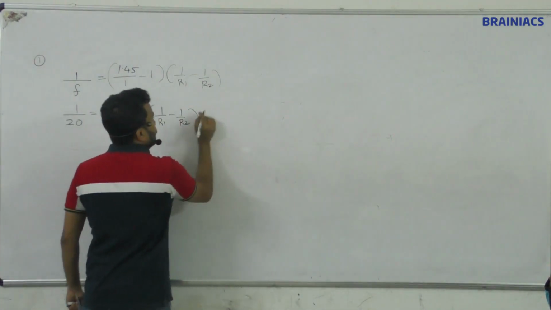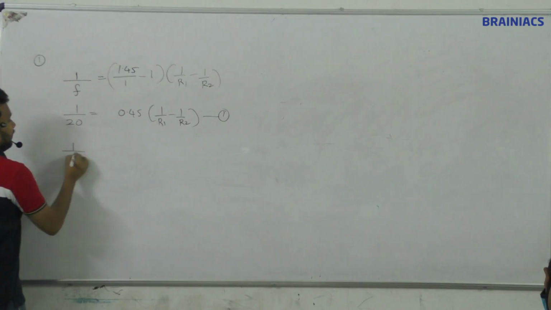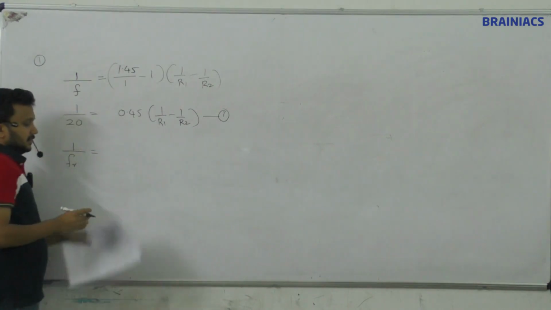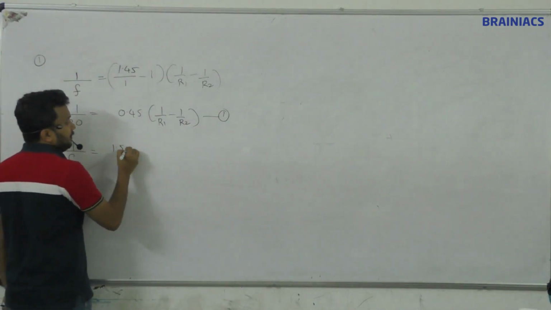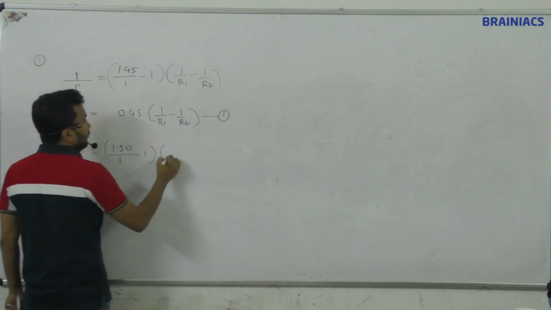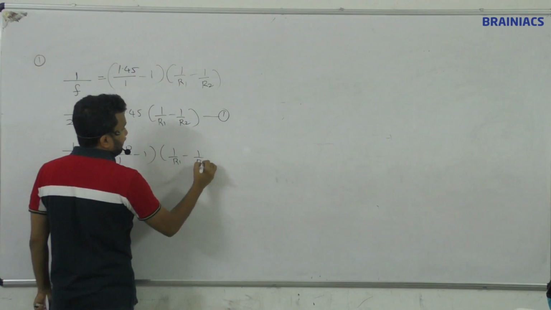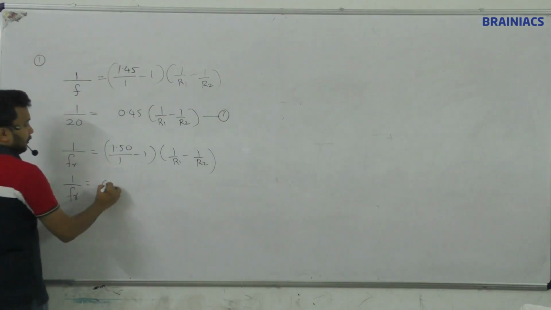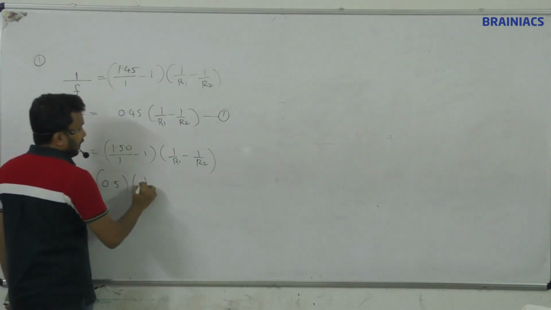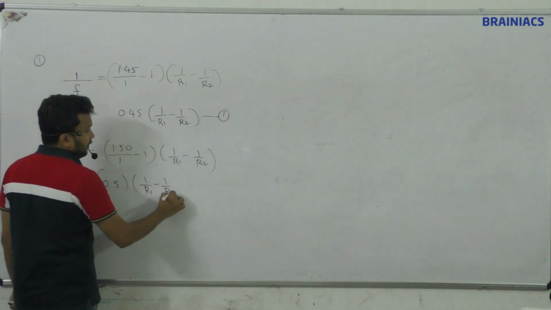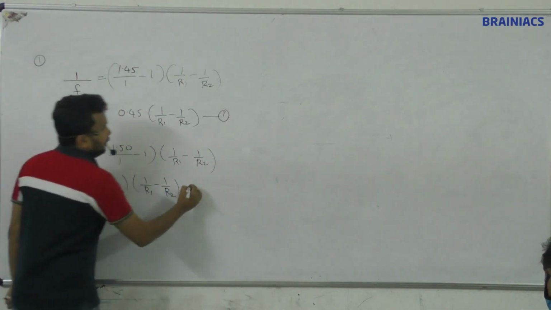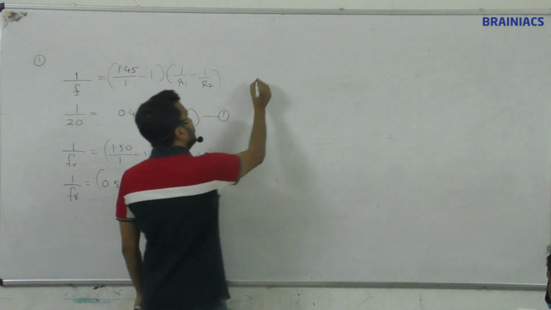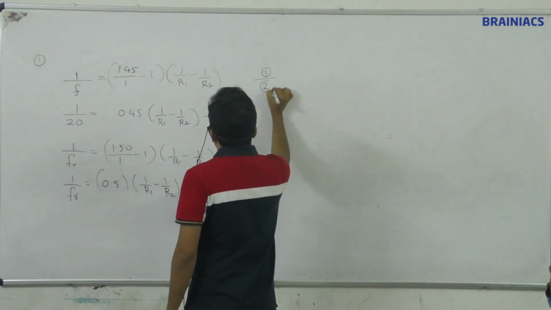This is equation number 1. Next, for red light, FR equal to, what is the focal length? Refractive index 1.5. So 1 by FR equal to 1.5 minus 1, how much will it come, 0.5, into 1 by r1 minus 1 by r2. Equation number 2. How to find out FR? Equation number 1 divided by equation number 2.